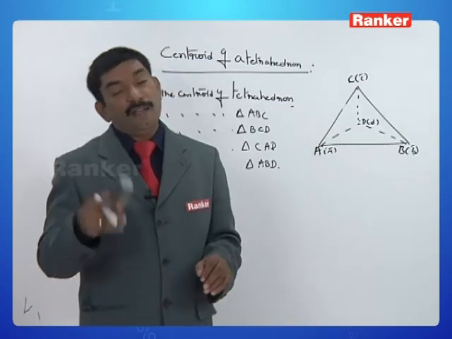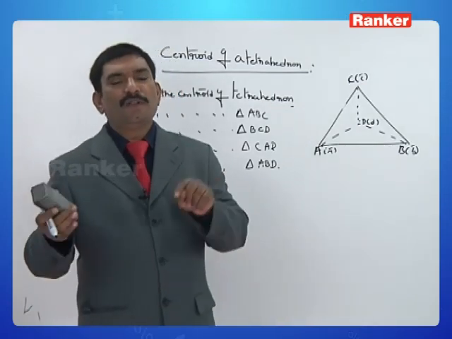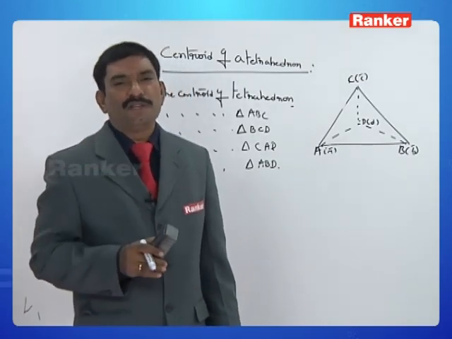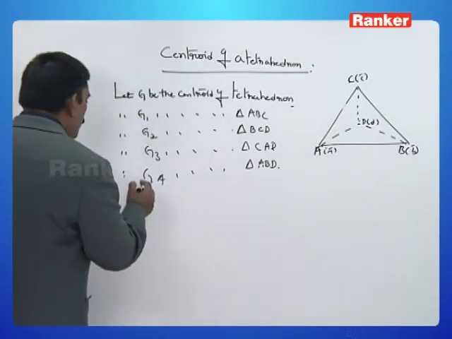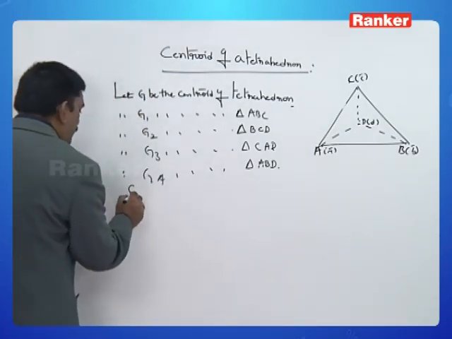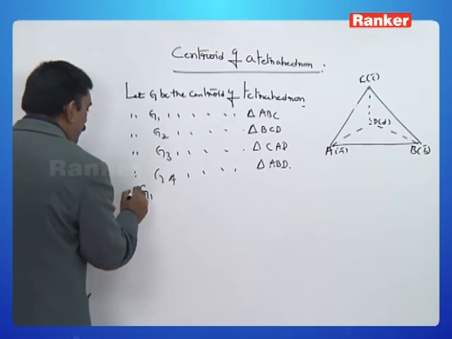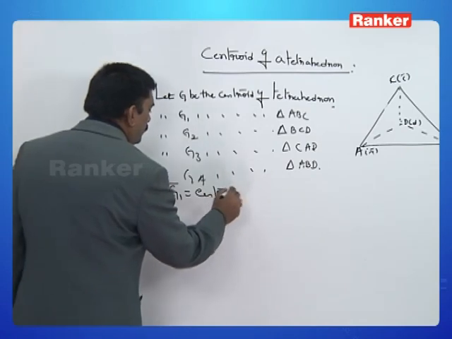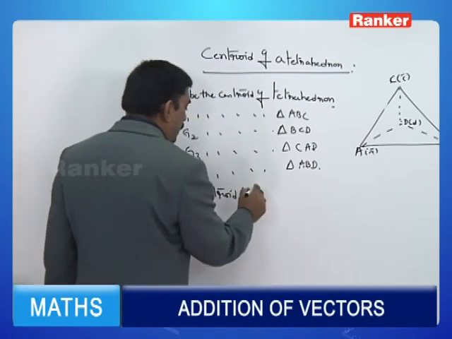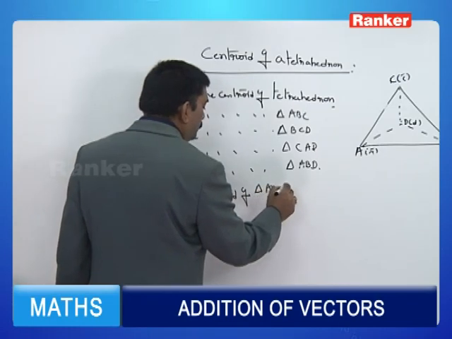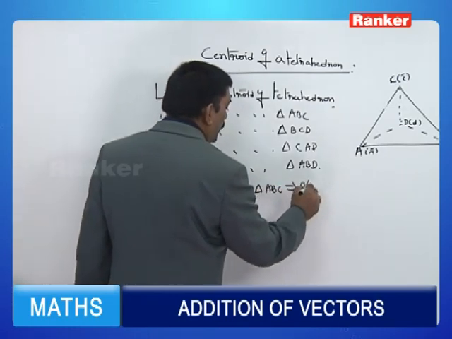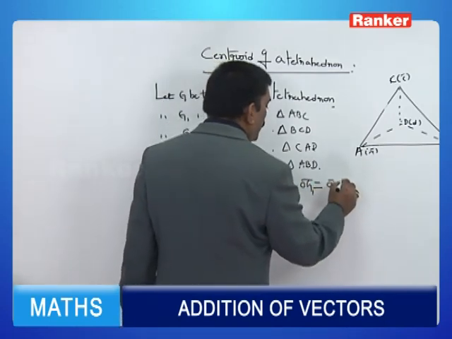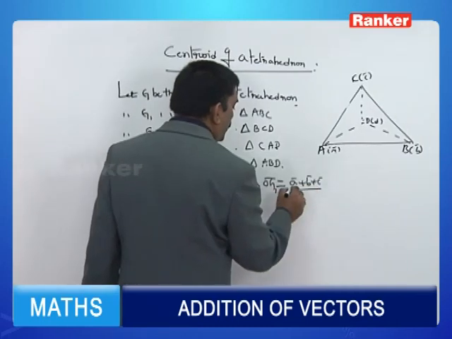The point of concurrence of the lines joining the opposite vertex and the centroid of the opposite triangle always divides in the ratio 3:1. Let us see. Let OG1 be the centroid of triangle ABC. OG1 is equal to (A bar plus B bar plus C bar) by 3.